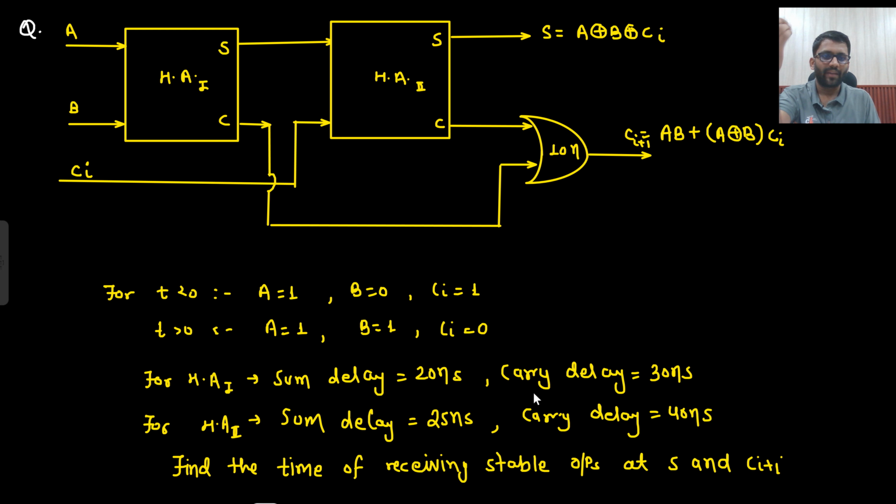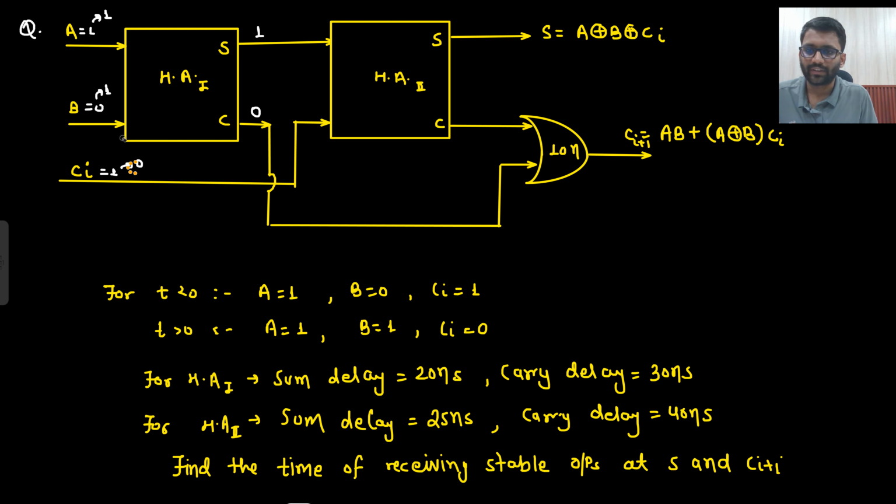I just made the block diagram here. For t less than 0, A was 1, B was 0, and Ci was 1. And for t greater than 0, this has become 1, but that means this is 1 only. This has become 1, and this has become 0. Okay, so let's see the first condition, 1 0 1. If 1 0 was there, sum will be 1, carry will be 0, right?